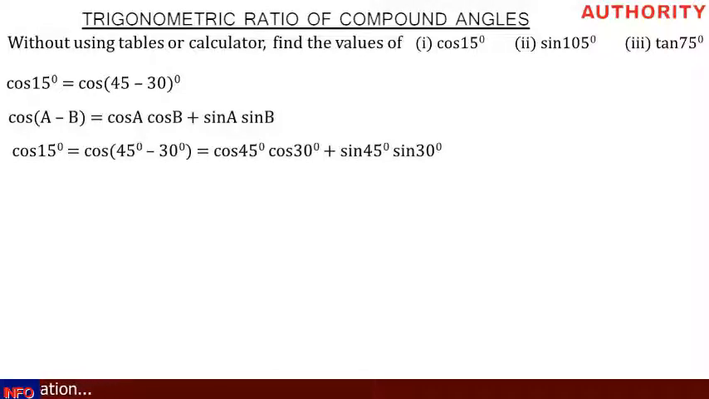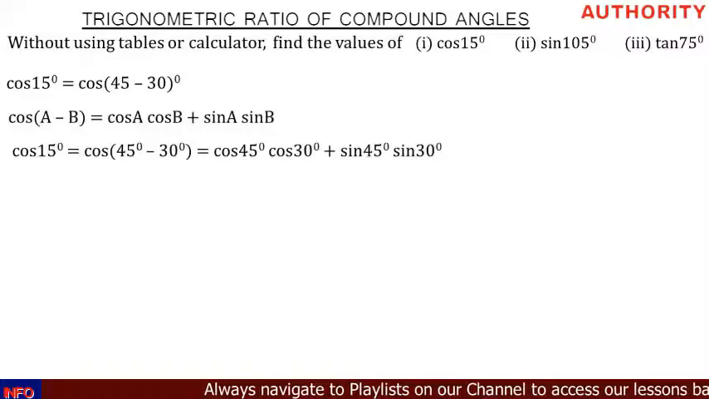Hello. Please pay attention to this. It's very important, and don't be confused. If you have any question, you can forward it to my email, okay? Now, let's go. We say that cos(45° − 30°) is equal to cos 15°.